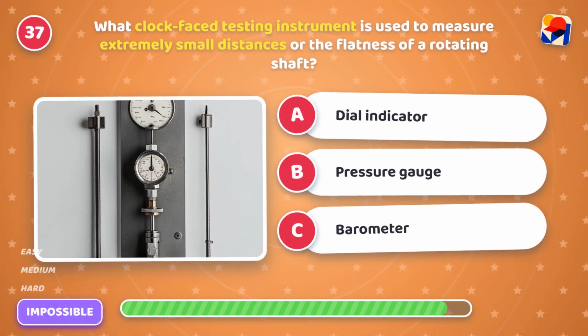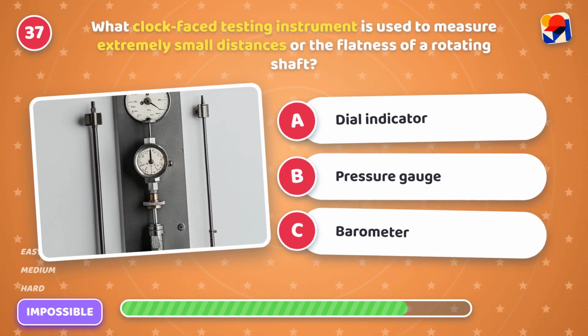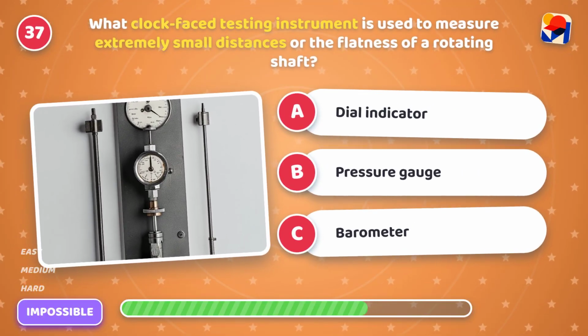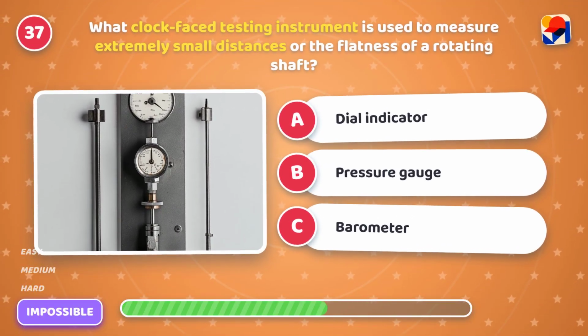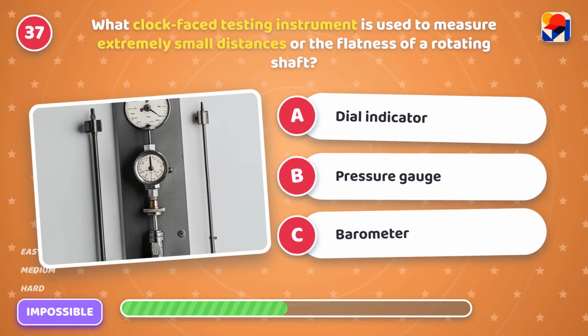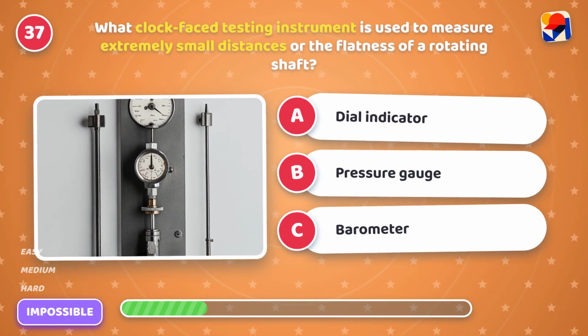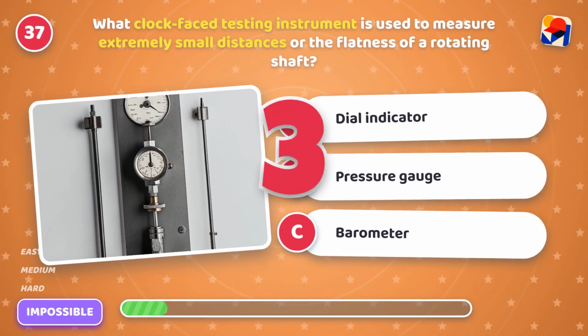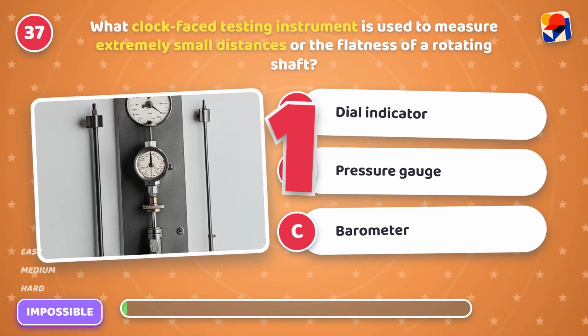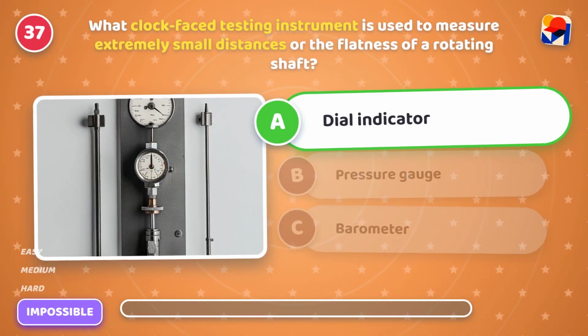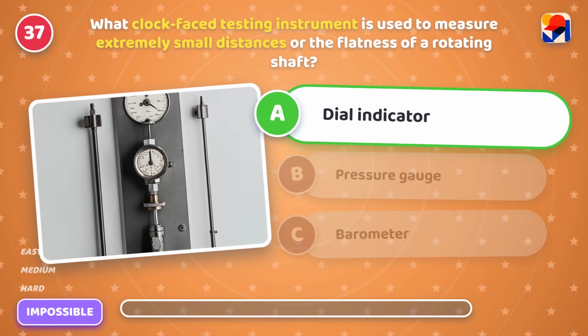What clock face testing instrument is used to measure extremely small distances or the flatness of a rotating shaft? Is it A, dial indicator, B, pressure gauge, or C, barometer? It's A, dial indicator. It measures tiny deviations.